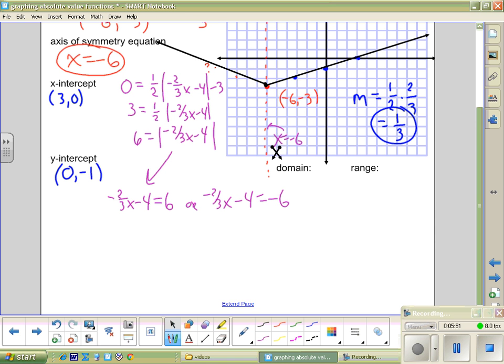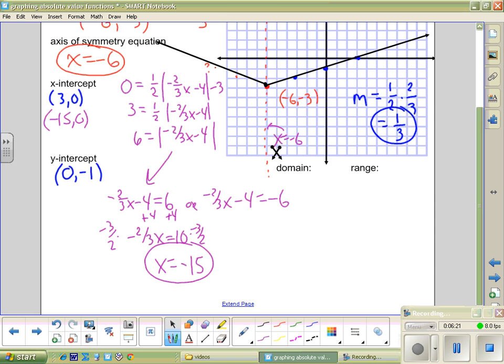So I'm going to go ahead and solve both of these. The one on the left, I will add 4 to both sides. So it gives me negative 2/3 x equals 10. Multiply both sides by negative 3/2, and I get x equals negative 30 over 2, which is x equals negative 15. Hey, that's the one x-intercept that was off my graph. So I can put that one in right now. Negative 15 comma 0 was the other one.